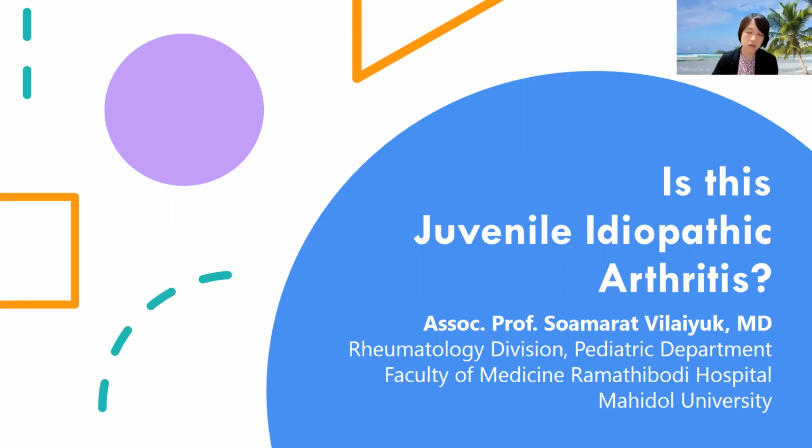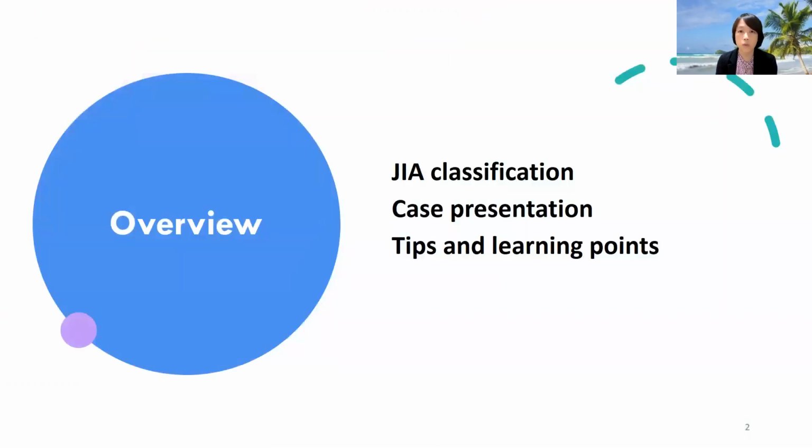The topic I'm going to talk about today is juvenile idiopathic arthritis. The overview of my talk is JIA classification. I would like to share case presentations with you, and tips and learning points of each case.